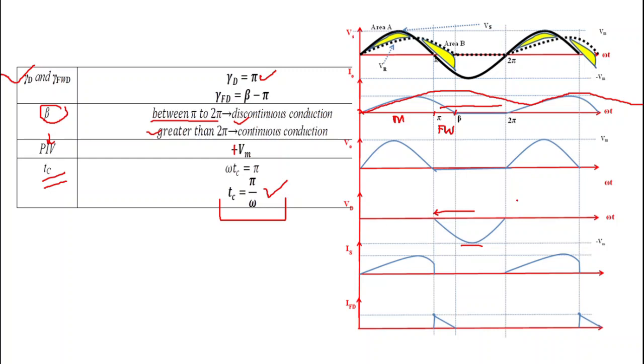This is all about the parameters. And one more important thing here: freewheeling diode current flows from pi to beta when the freewheeling diode conducts. And source current is not equal to output current in case of RL load with freewheeling diode, while in all other cases the output current is equal to source current. Only this half wave uncontrolled rectifier with RL load and freewheeling diode is the exception where I naught is not equal to IS. So this much concept you need to remember in this lecture.